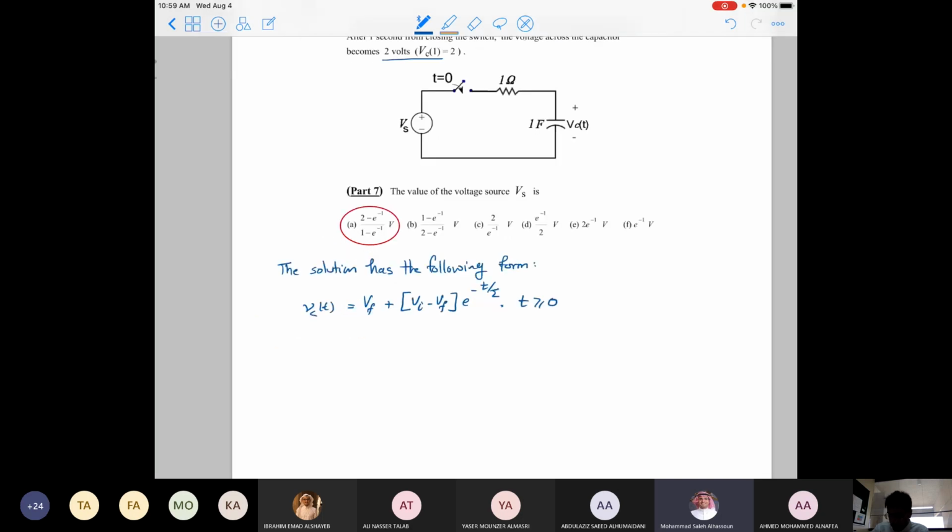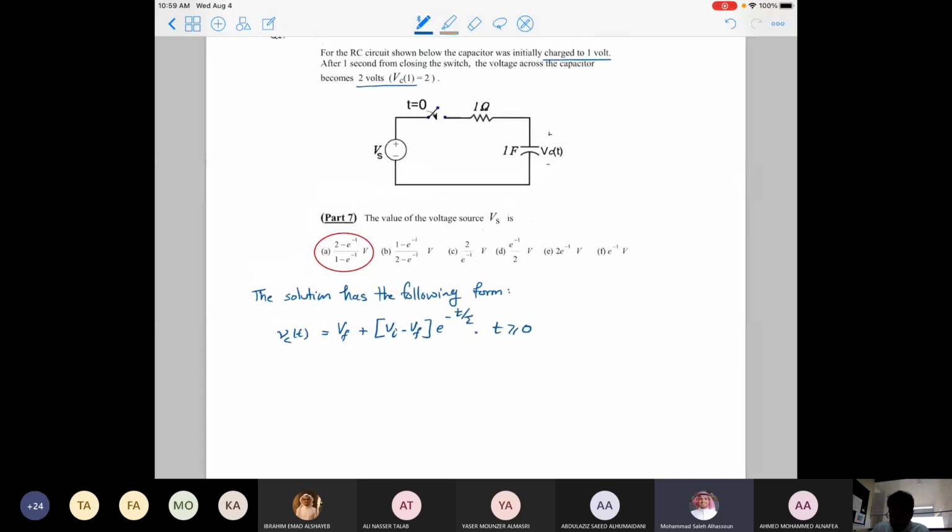So what we are asked is to find the value of Vs, the value of the voltage source, which we don't know. But we're given that the voltage across the capacitor at t equals 1 second is 2 volts. So let's fill in the information here. What term is missing in this formula?